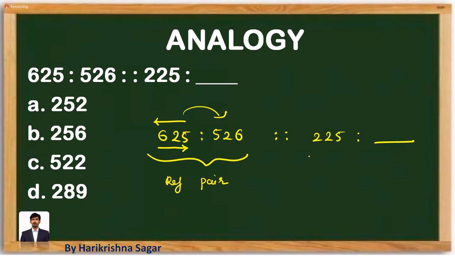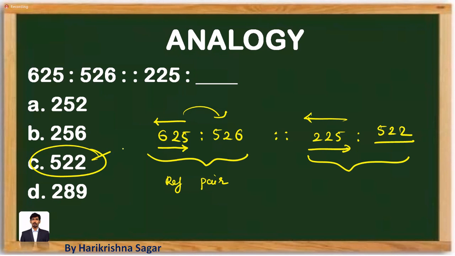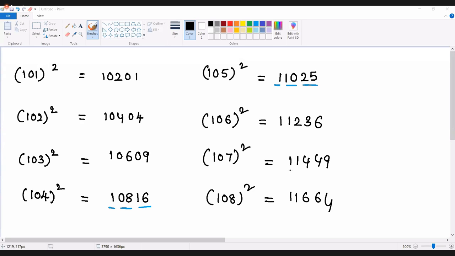So 225 will be what? 225, reverse the digits. 522. The answer choice is option C. Mark it as option C. That's how we can proceed with the solution of the question. I hope you are able to get some clarity on what I'm trying to discuss. This is how you can see the questions related to analogy. I hope you are able to get some clarity on it.